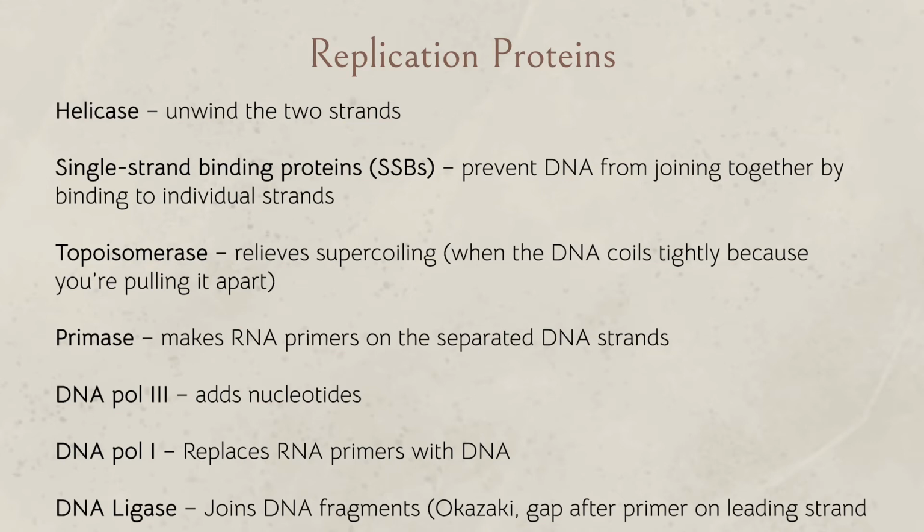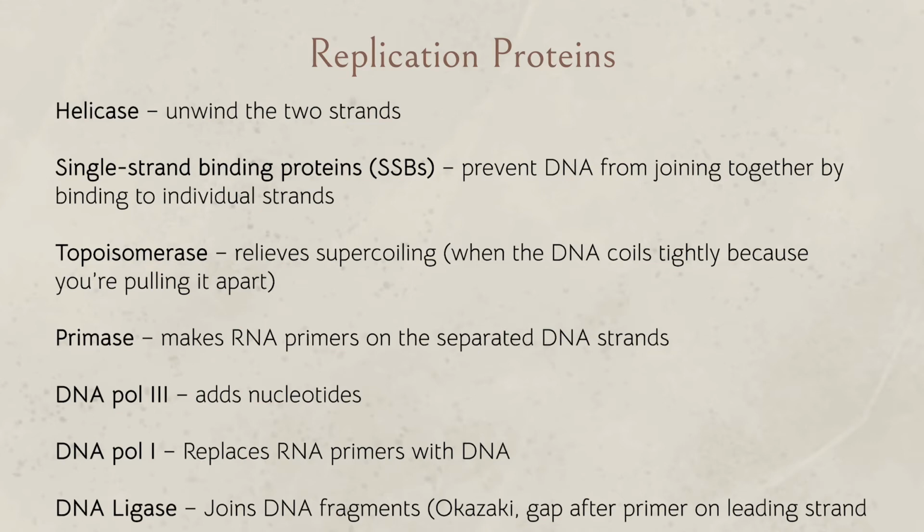And we need those strands to stay separate when we're replicating, right? So that's what single-stranded binding proteins do. They prevent DNA from joining together because they bind to the individual strands and make it hard for the DNA to snap back. And then topoisomerase relieves supercoiling.